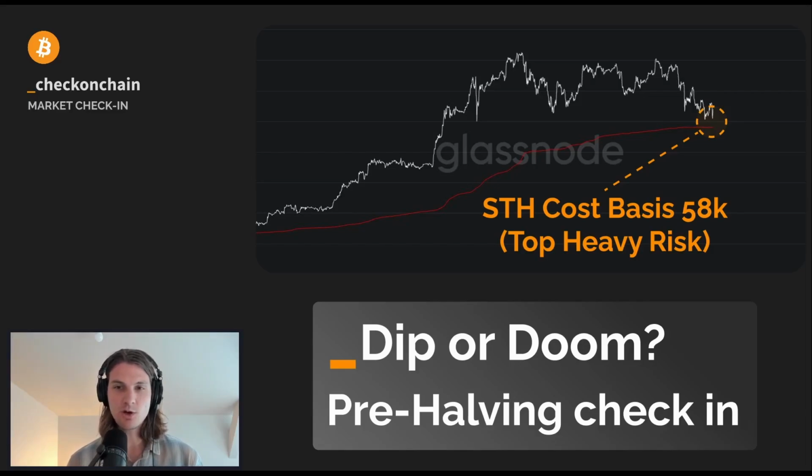G'day folks, and welcome to a very quick on-chain update that we're going to be calling Dip or Doom. This series is prompted because, as we come in towards the halving, Bitcoin is retesting that 60K level. And what I want to do is give a bit of a snapshot of how I go about analyzing moments like this.